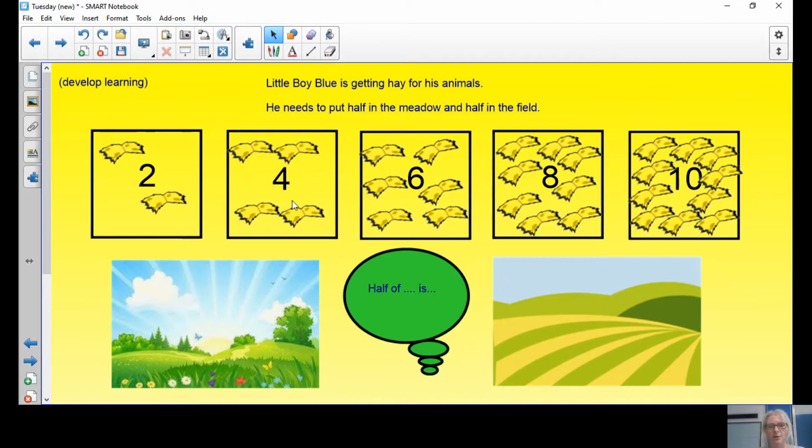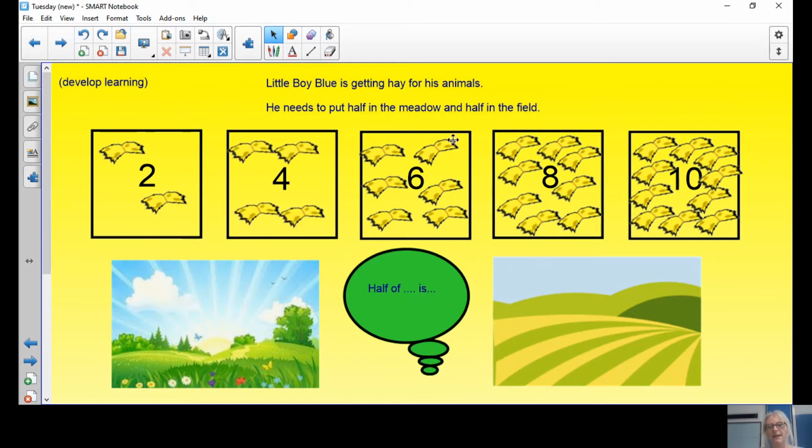That didn't take long, did it? What about this number here? What's this number here? That's right, it's number 4. So I need to find half of 4. So again, I'm going to split them equally between 2 groups. So I'm going to put 1 in the meadow, 1 in the field. 1 in the meadow, 1 in the field. Oh, I've run out. So now I can work it out. Half of 4 is 2. So I've got 2 on this side and 2 on this side. So half of 4 is 2.